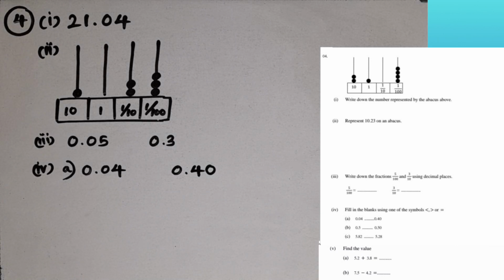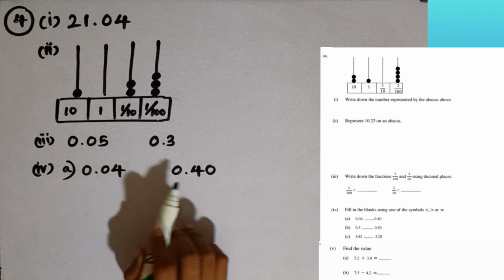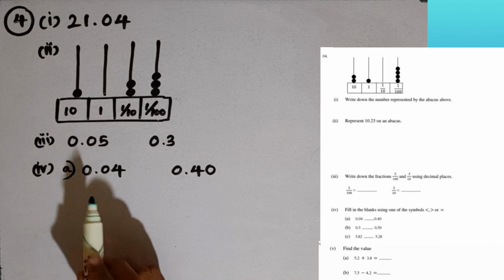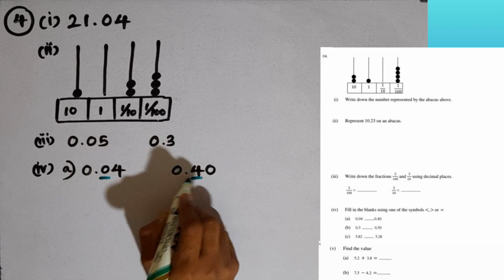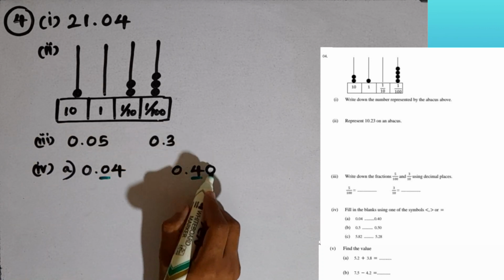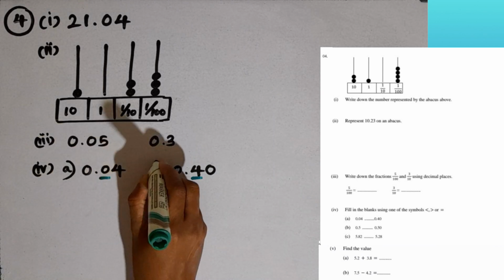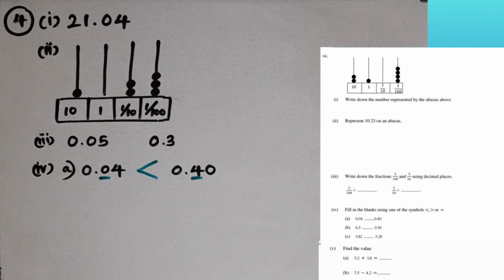How to do this one? As the ones places are equal here, we have to look at the first decimal values. Here 0, then here 4. So this one is the largest digit, so this decimal number is also the largest one. Then we are using this sign.